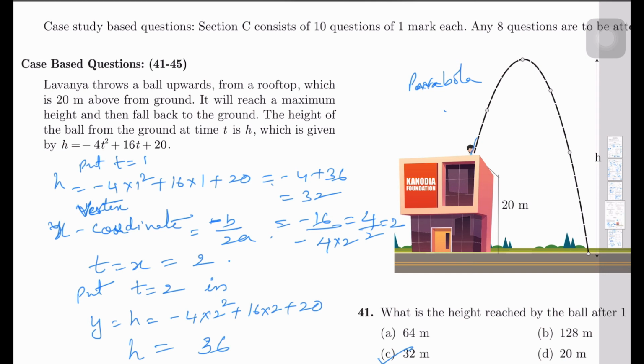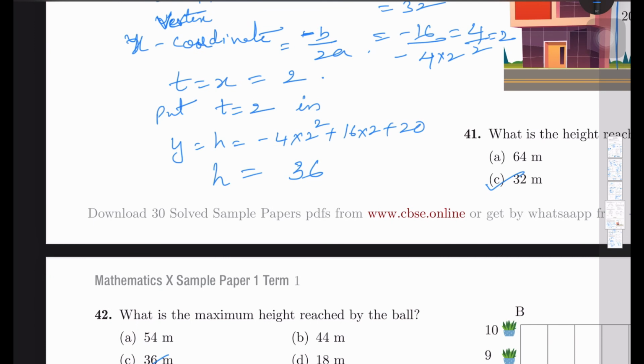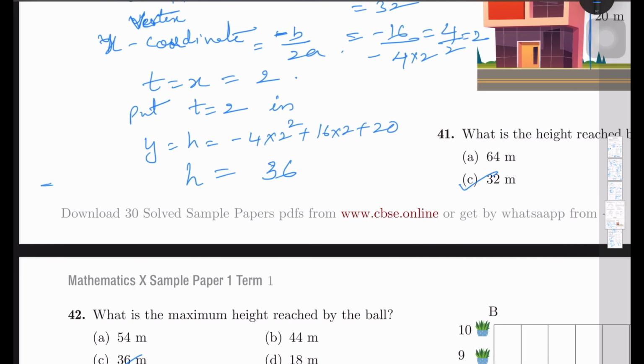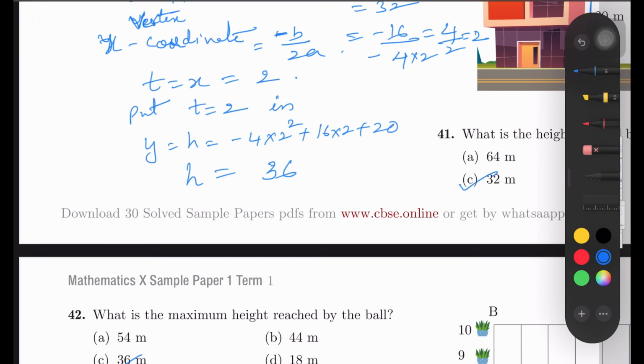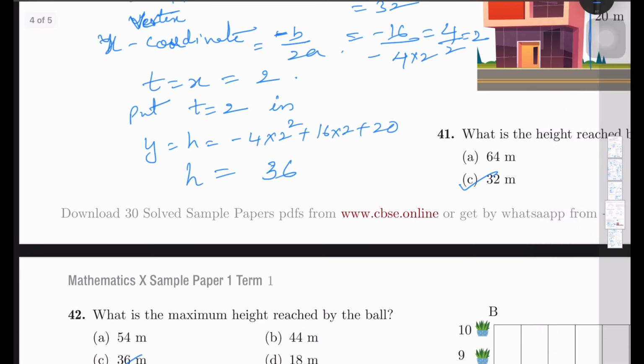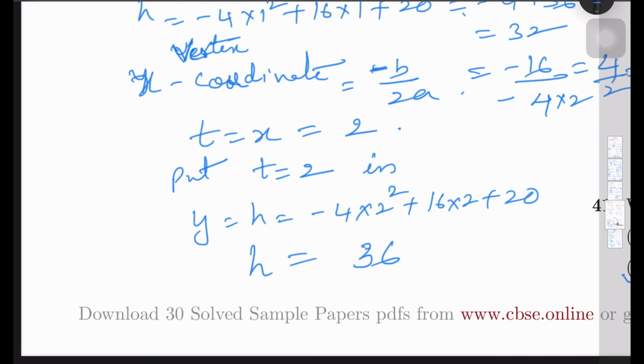So now here Lavanya throws a ball upwards from a rooftop. Now this height which is there from here to here, this is 20 meters. This is given to us. Okay. So now when we are taking it on the graph, or any graph we are taking it. Now suppose if this is our x-axis, and this is our y-axis.